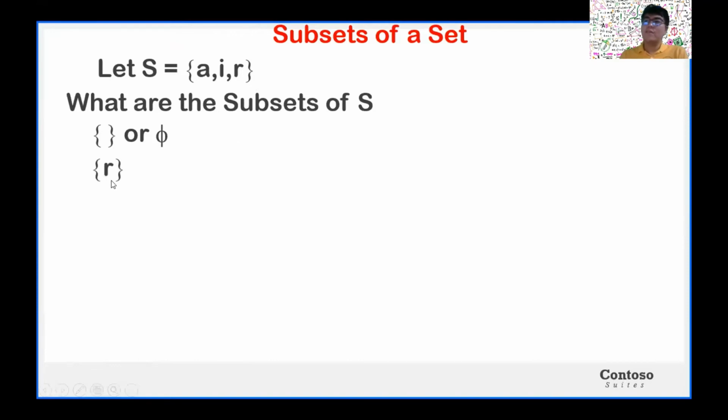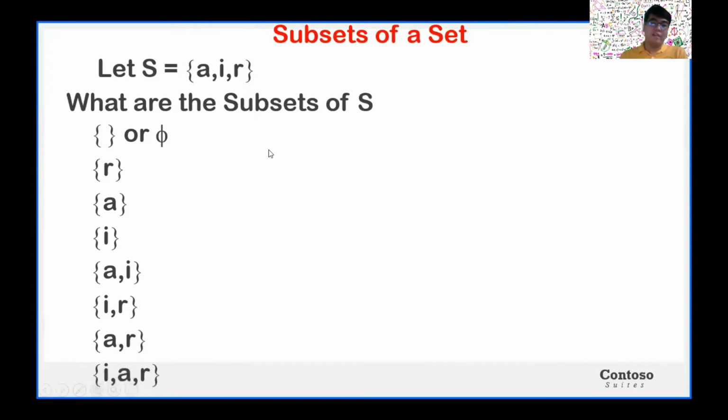Now, the set containing R. Yes, the set containing R is a subset of S. So is the set containing A, the set containing I, the set containing AI, the set containing IR, and the set containing AR. And most especially, the set containing IAR. Again, all the elements of the set containing IAR are present in set S.